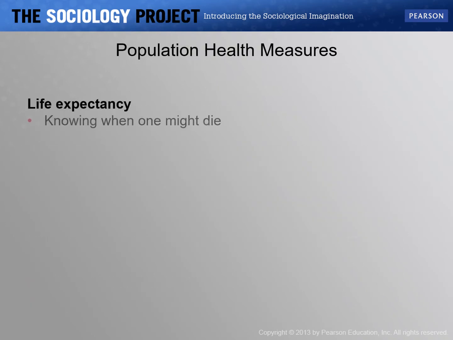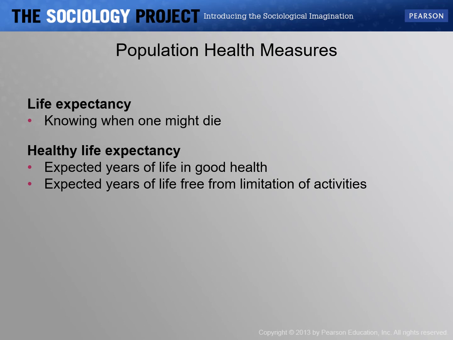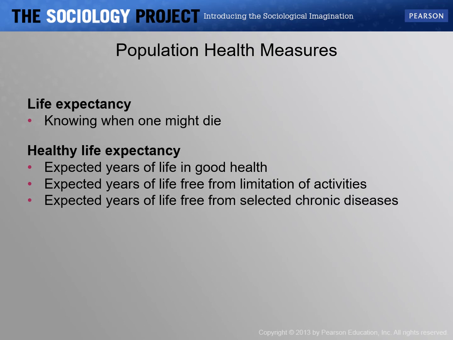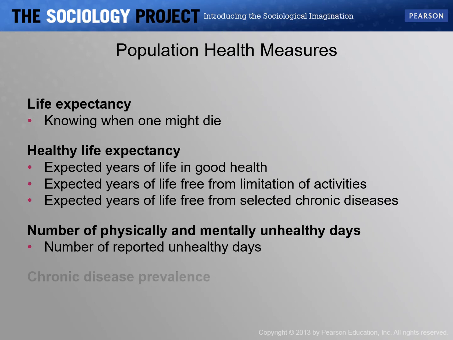Some population measurements are life expectancy, knowing when one might die. Healthy life expectancy, the number of years of good health you should have. Expected years free of limitations of activities. And of course, expected years of life free from selected chronic diseases like heart disease. The number of physical and mental unhealthy days, which include the number of reported unhealthy days and chronic disease prevalence.